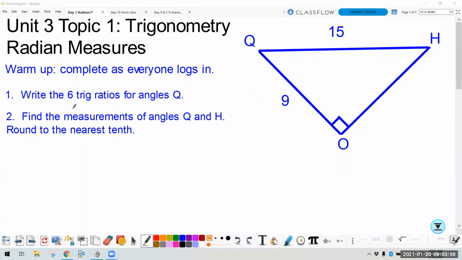So since we need all 6 trig ratios and eventually angle measures, I need this side length. We're missing this side. So I'll give it a variable, and I'm going to use Pythagorean theorem to figure out the missing side length. So if you were stuck and don't have this opposite side of Q, here, use Pythagorean theorem to get it.